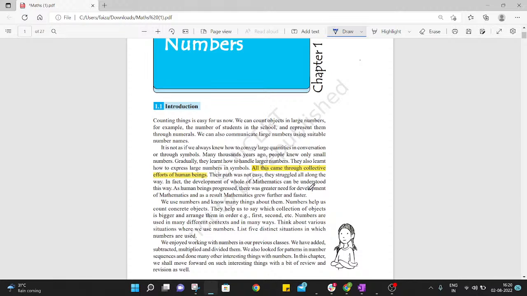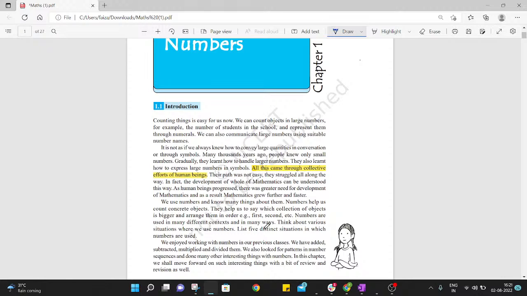So maybe we think that we are not learning maths. Sometimes you are learning physics, sometimes you are playing, but there is math involved in everything. So you have to see that math is involved in everything. So let's read it further.